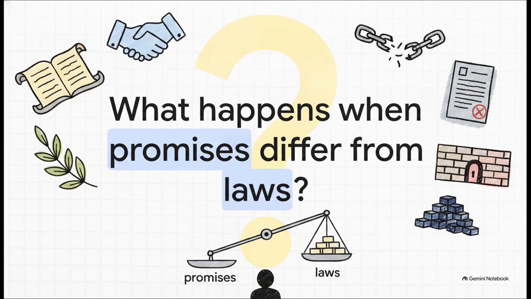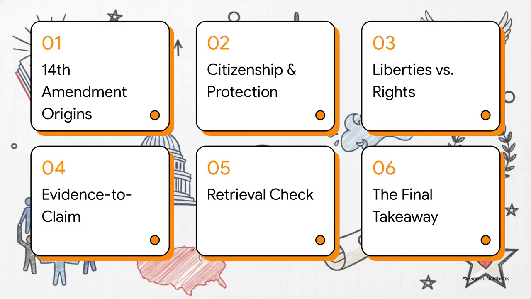How exactly did the Constitution evolve to bridge this huge gap between a promise of freedom and the harsh reality on the ground? Here's our roadmap for today. We'll cover the origins of the 14th Amendment, citizenship and equal protection, civil liberties versus civil rights, the evidence to claim model, a quick retrieval check, and finally, the final takeaway.